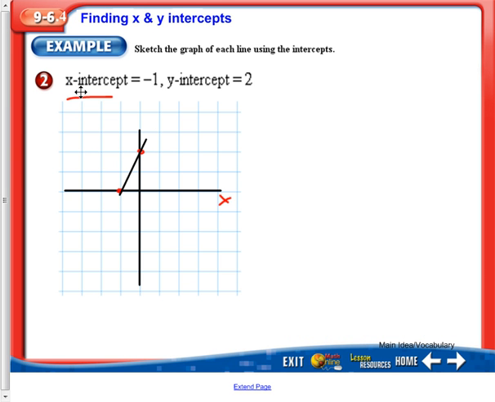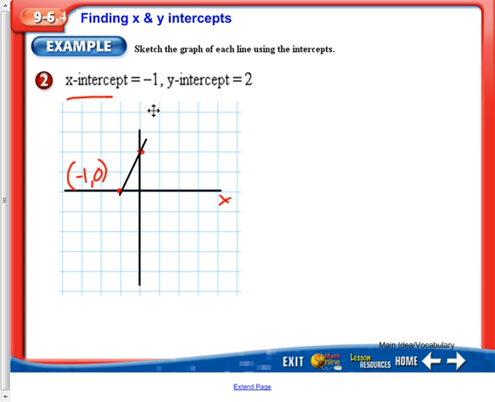Let's think about the equation of a line. If we want to know where the line is going to cross the x-axis, look at what the y value is when a line crosses the x-axis. So this point is -1, 0. That's why when we say x-intercept, we just say -1. You don't have to say -1, 0 because it's the x-intercept; I assume that the y value is 0.